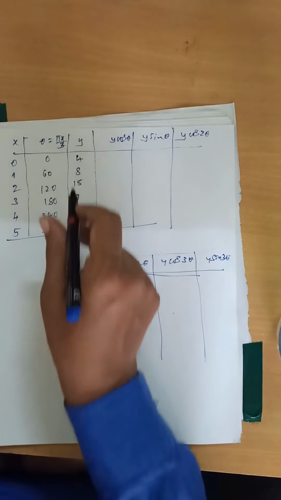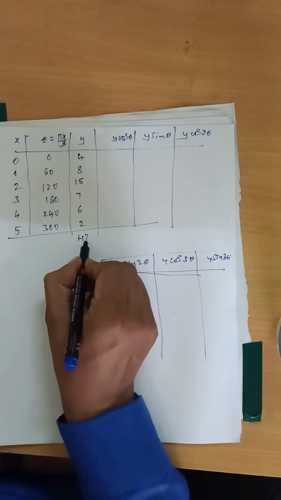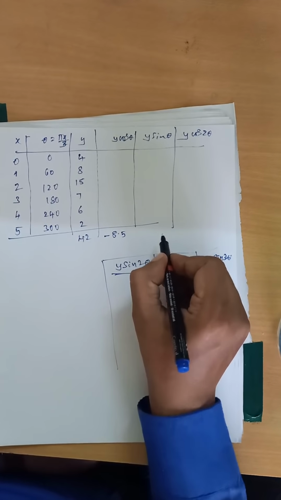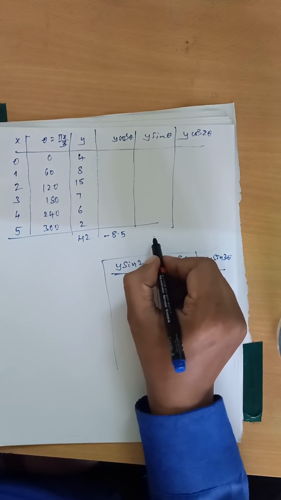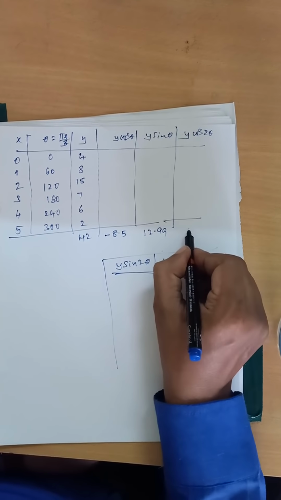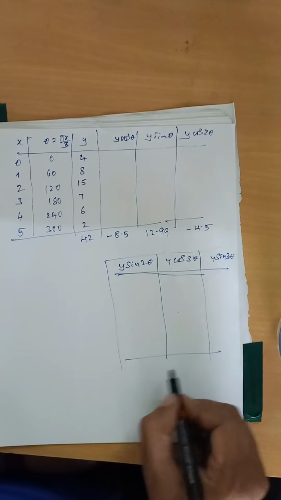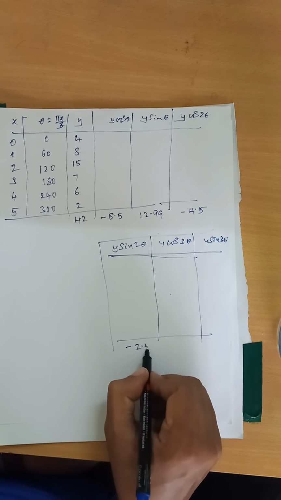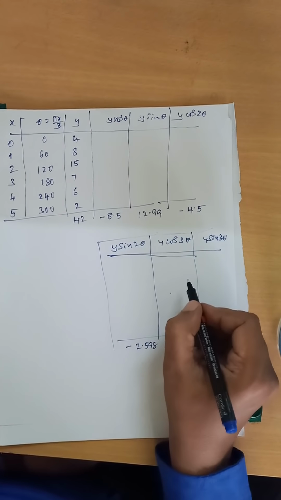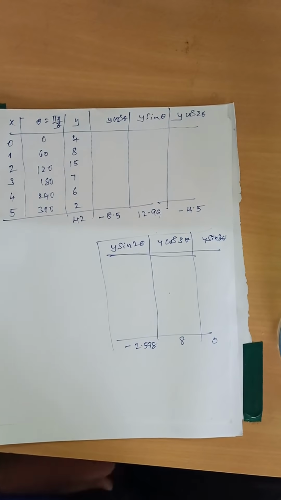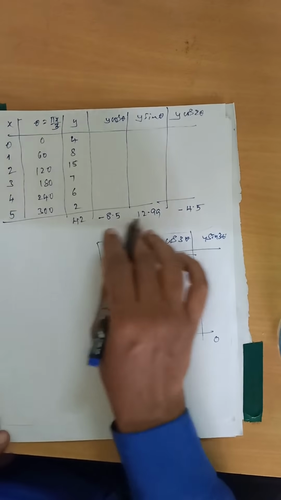I can write directly the summation values, that is 42, y cos theta is minus 8.5, y sin theta is 12.99, y cos 2 theta is minus 4.5, y sin 2 theta is minus 2.598, y cos 3 theta is 8. Next, y sin 3 theta is 0. Confirm the table values.